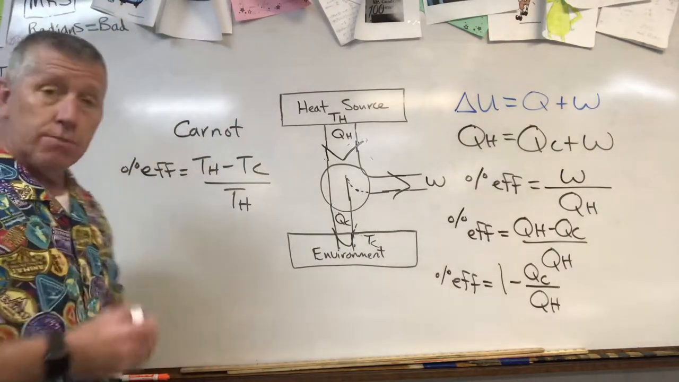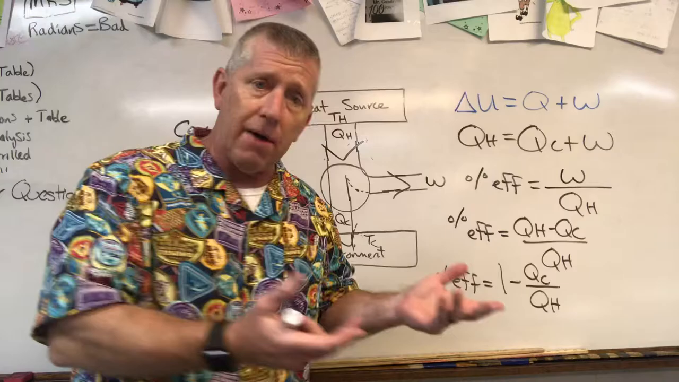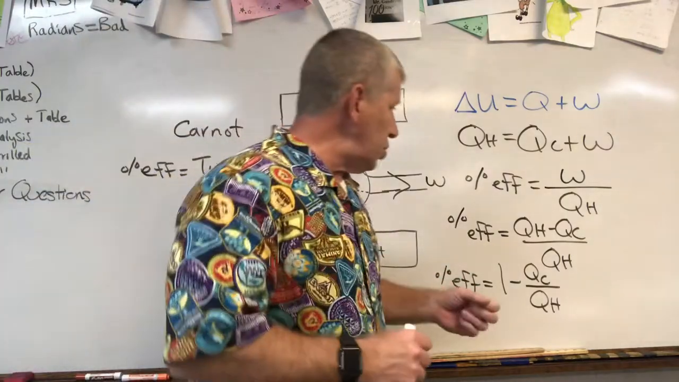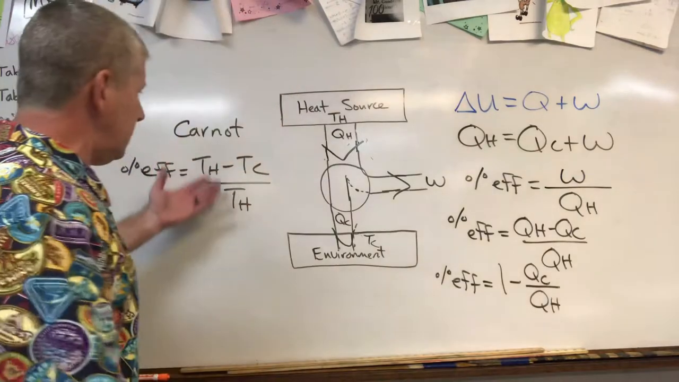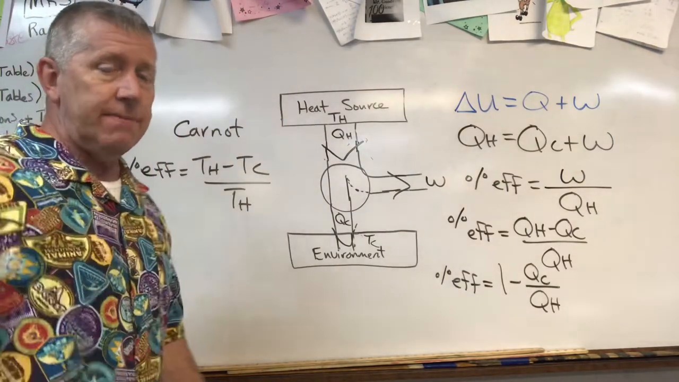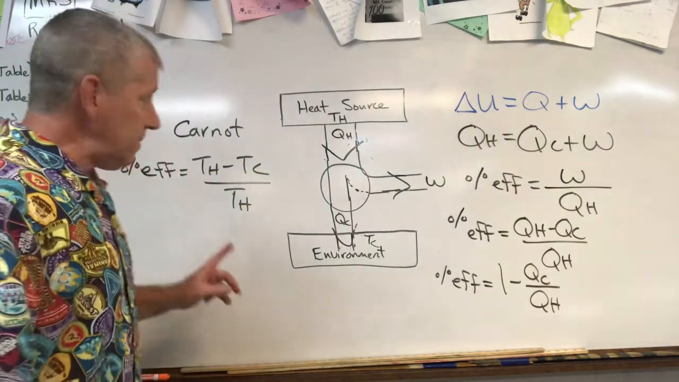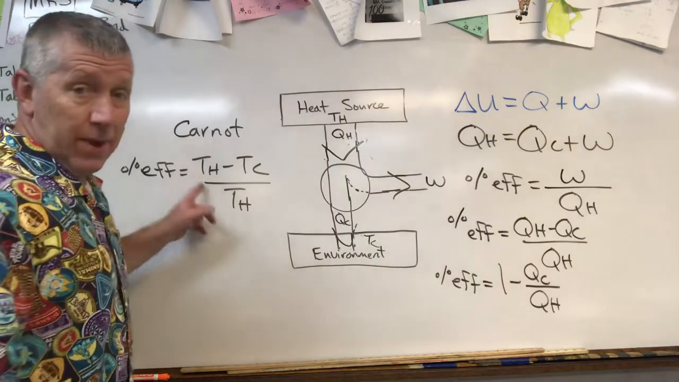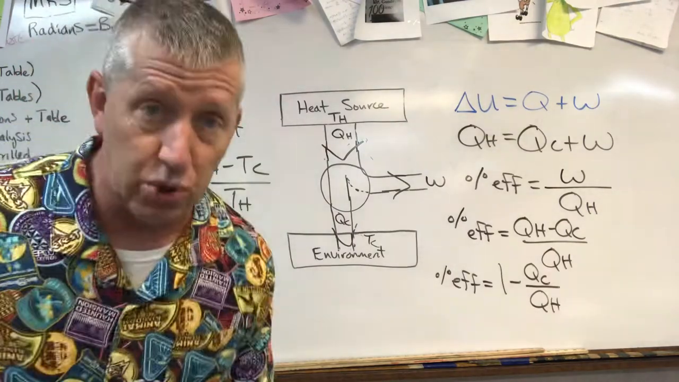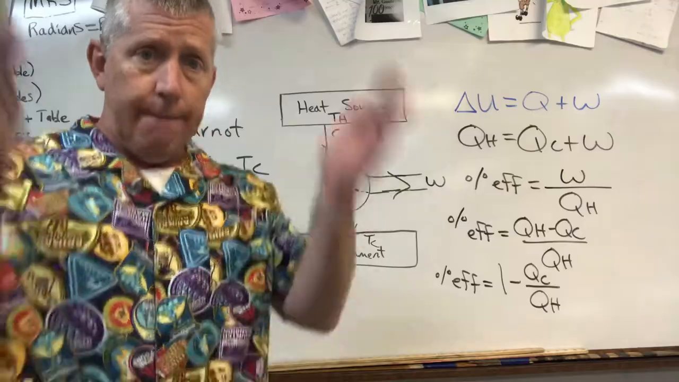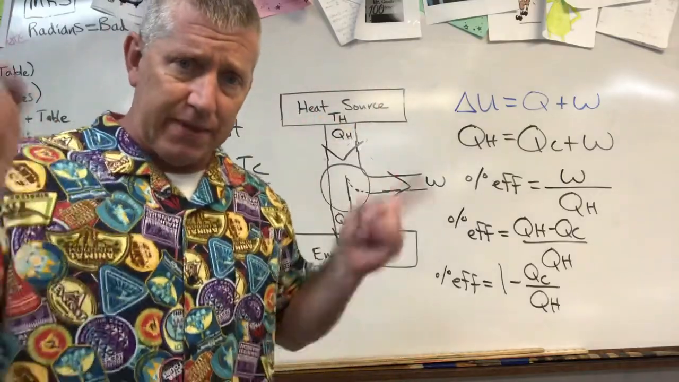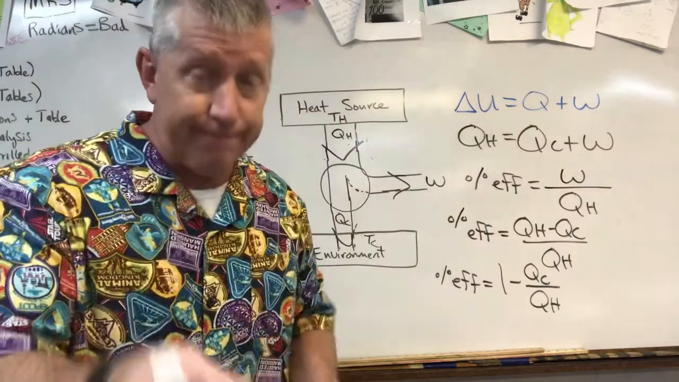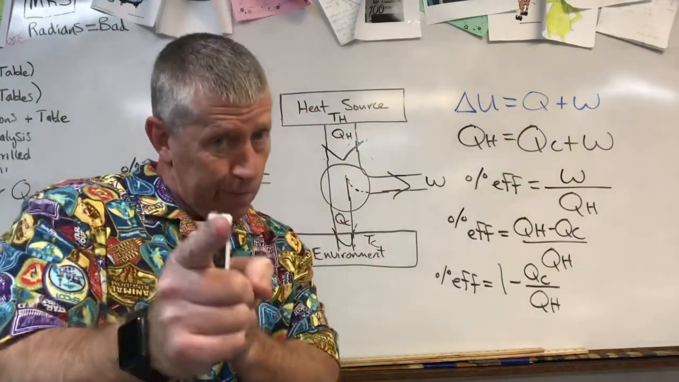So depending on which problem you have and what you need to solve for, sometimes if you're given joules, you can go ahead and use this one. If you're given temperatures, you're going to use this one. But they're the same thing. Not quite. This one also has to be used in absolute temperatures. You must use Kelvin. So if you're given Celsius, add 273.